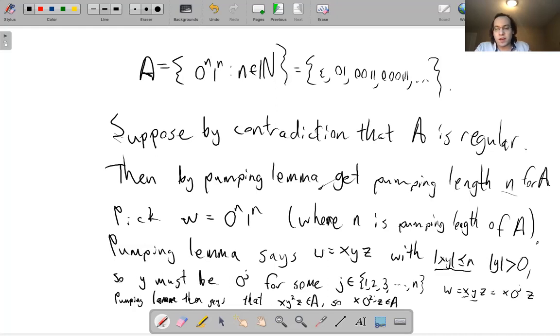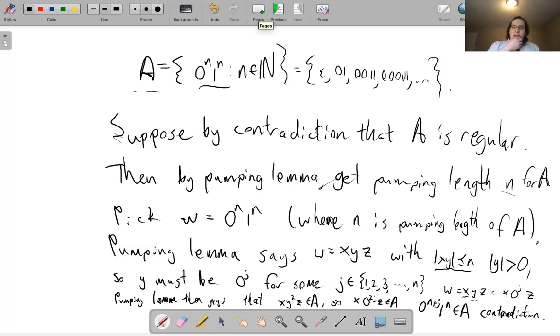But this is saying that 0 to the n plus j, 1 to the n is in A. But j was bigger than 0, so this is a contradiction by the definition of A. The definition of A is that A only has 0 to the n, 1 to the n, and here we have 0 to the n plus j, 1 to the n. That's not in A, so it's a contradiction. Therefore, A cannot be regular. This is how we use the pumping lemma to show that a language is not regular, in this case the language 0 to the n, 1 to the n.